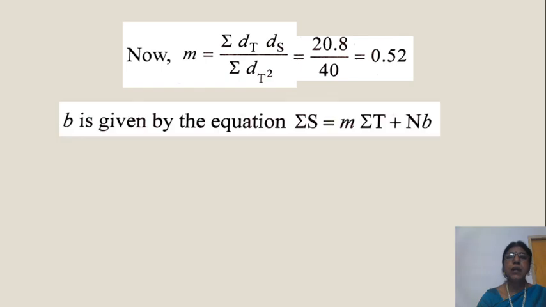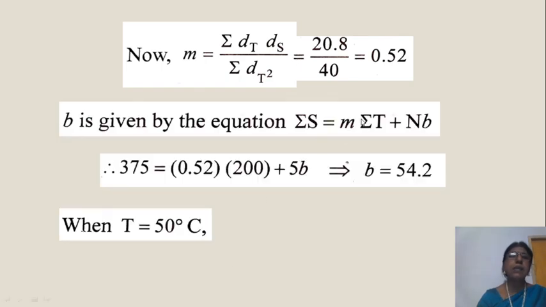The m value is 0.52, and b is given by the equation sigma s is equal to m sigma t plus nb. Substitute all the values, and you get only one unknown, b, here. We have one equation and one unknown. From this equation we get b is equal to 54.2.